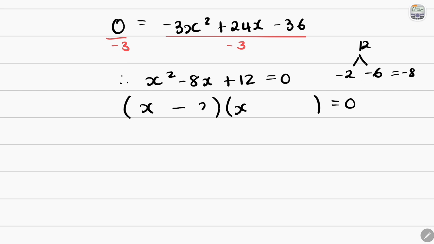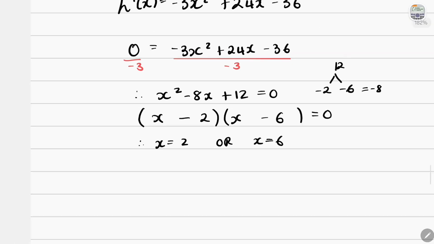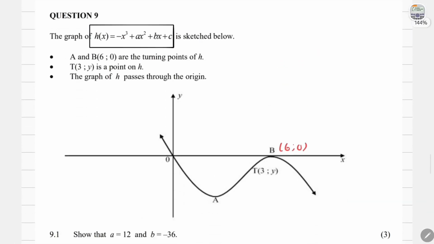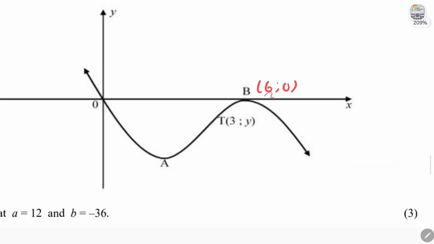Okay, so that is minus 2 minus 6. And so therefore, x is equal to 2 or x is equal to 6. Great. We know where x is equal to 6. It's at B. We are specifically going to focus on A.